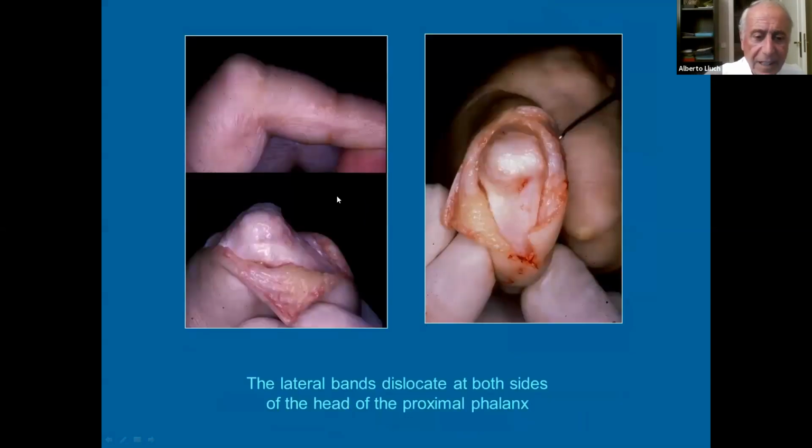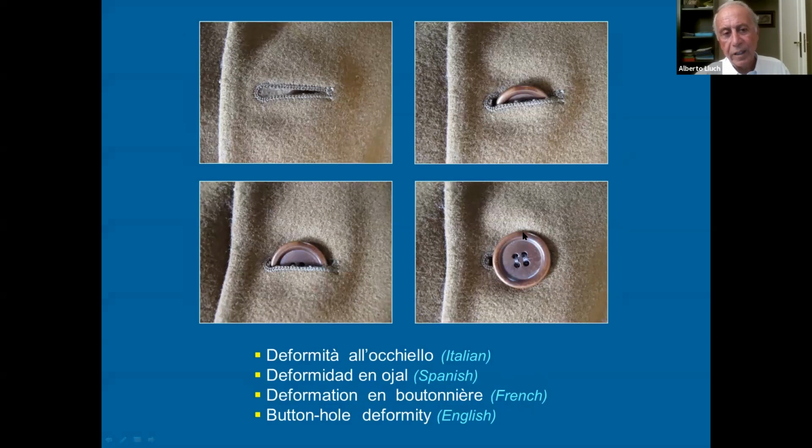So the lateral bands, in these cases, since there is no union between the lateral bands and the central slip, they dislocate anteriorly to the axis of rotation of the proximal phalanx and cause more flexion of the PIP joint. And then the condyles of the proximal phalanx, this is the proximal phalanx, they protrude in between both lateral bands. And this is why this disease is called a boutonniere.